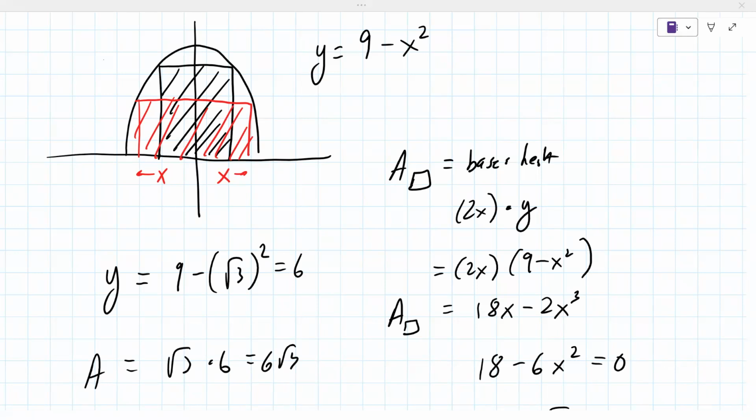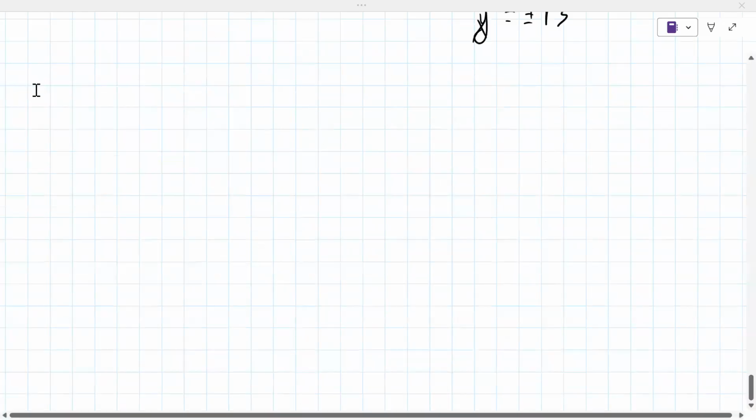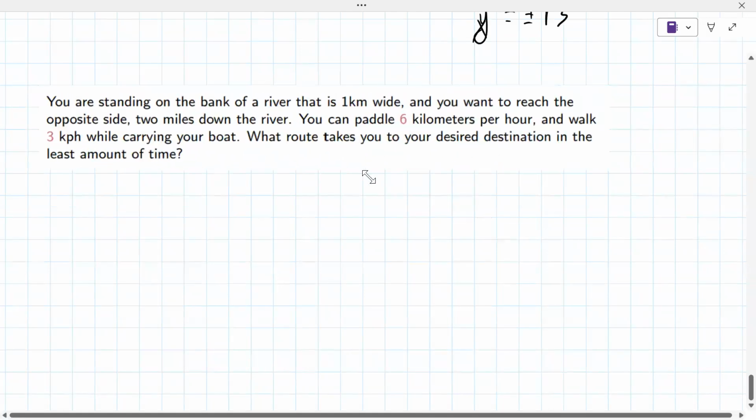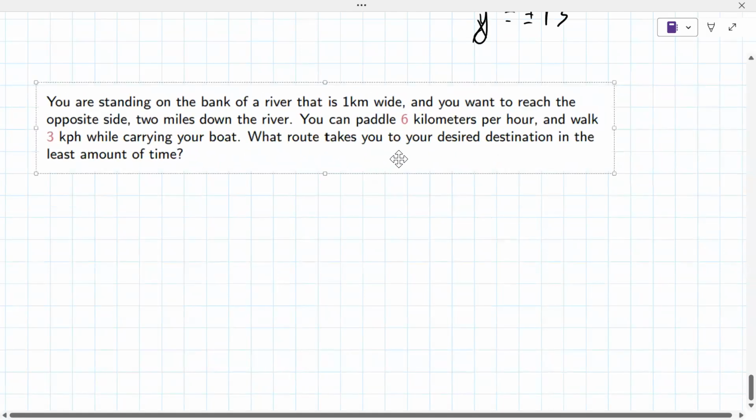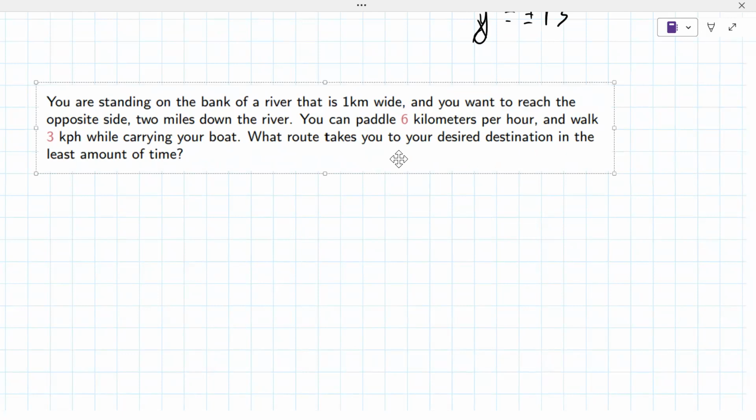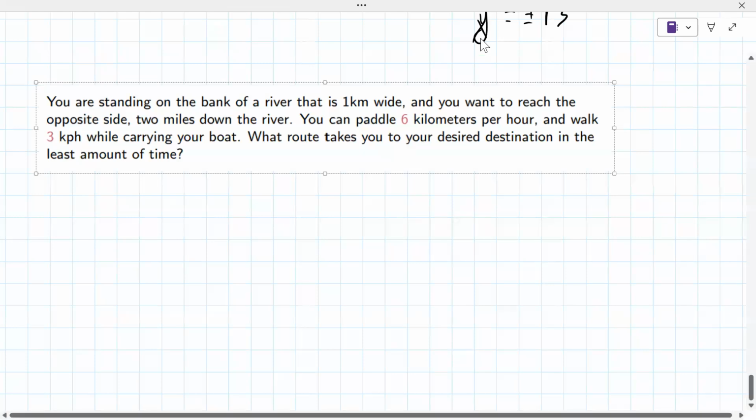Okay, this is another classic problem. There's actually a couple of variations on this, but this one says you're standing on the bank of a river that is 1 kilometer wide, and you want to reach the opposite side 2 miles down the river. You can paddle 6 kilometers per hour and walk 3 kilometers per hour while carrying your boat. What route takes you to your destination in the least amount of time?